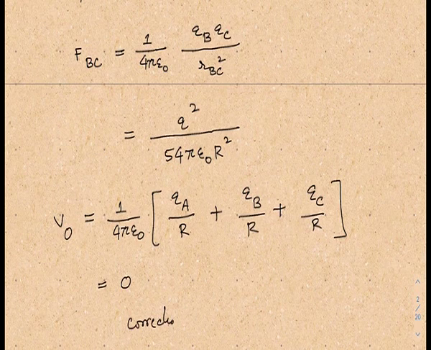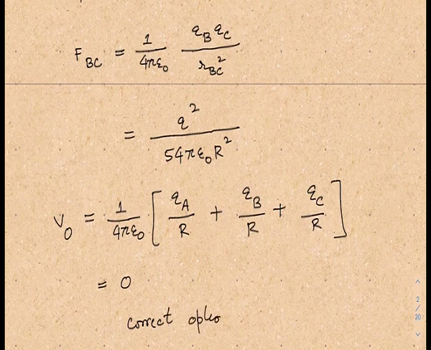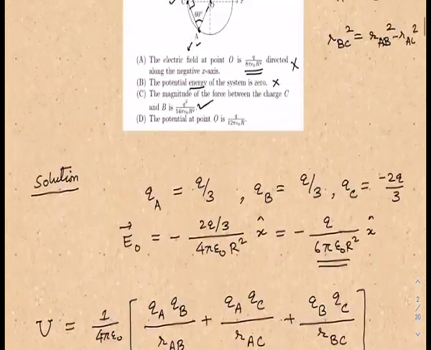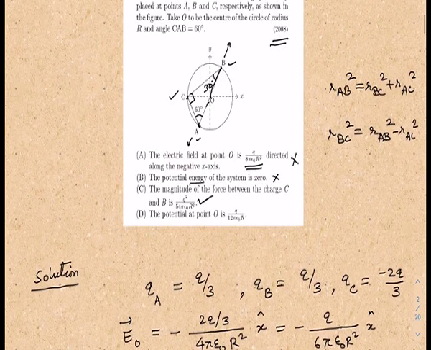So therefore the correct option would be simply one option. The correct option is C. Okay, so the correct option is only C.